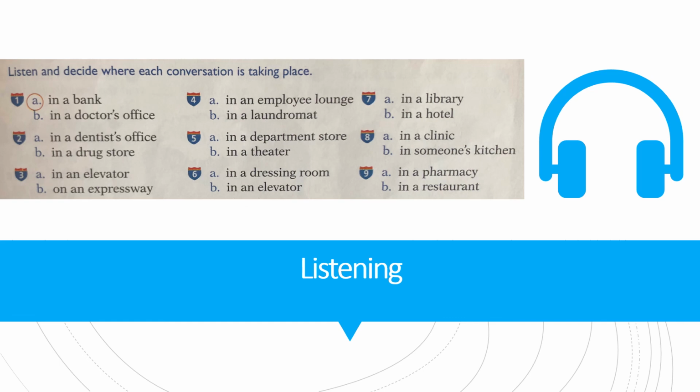8. What happened? I burned myself on the stove. Okay, take a seat. The nurse will see you soon. A, in a clinic. B, in someone's kitchen. 9. Do you have a strong cold medicine? Yes, I do. Try this. A, in a pharmacy. B, in a restaurant.